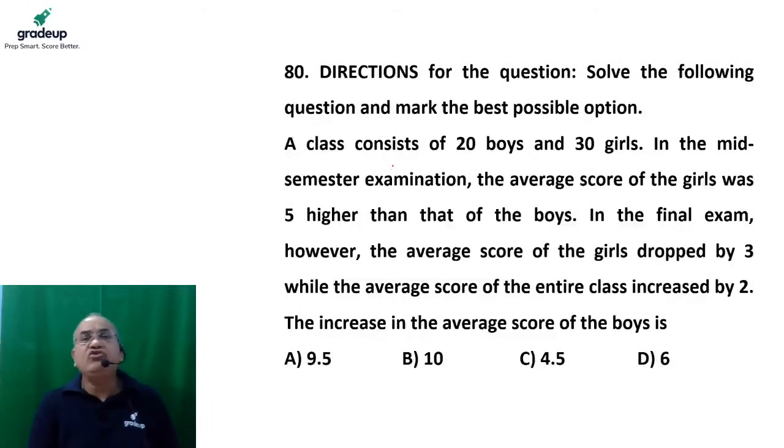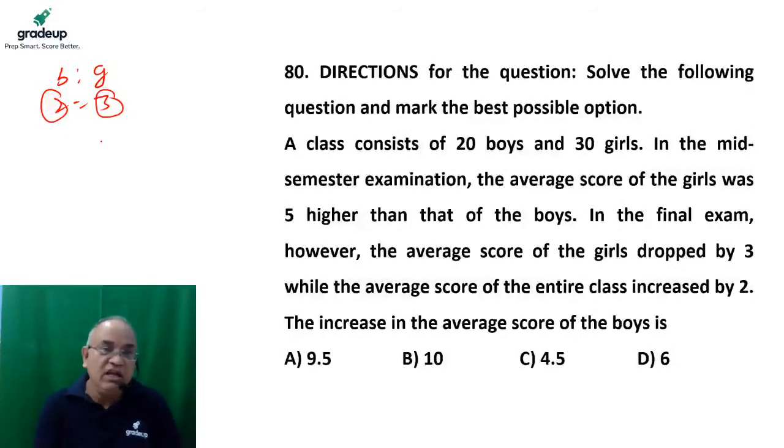A class consists of 20 boys and 30 girls. Their boys to girls ratio is nothing but 2:3. So I'm taking only 2 boys, I'm taking only 3 girls. The ratio is this much. In the midterm examination, the average score of the girls was 5 higher than boys. Let's say in the midterm examination, the average of boys is B, so that of girls must be B plus 5.